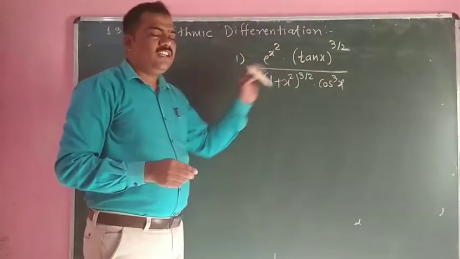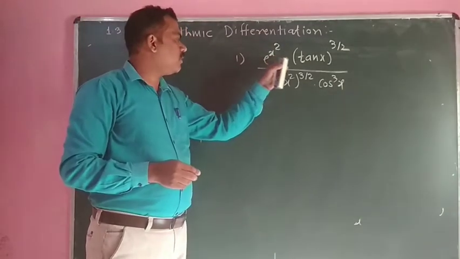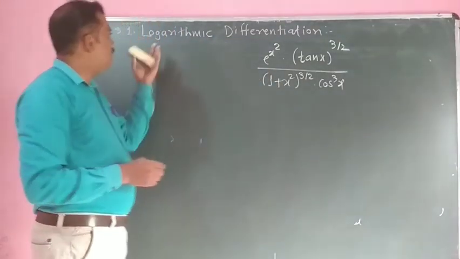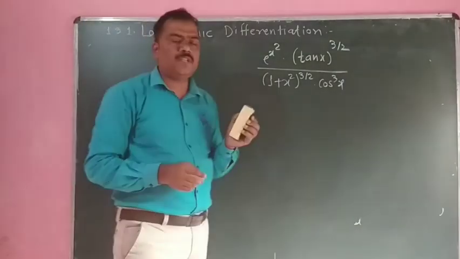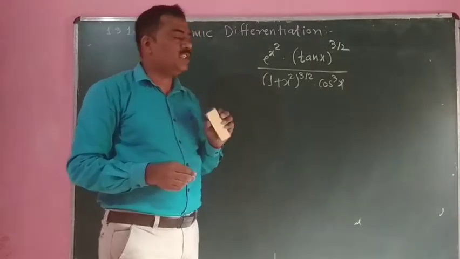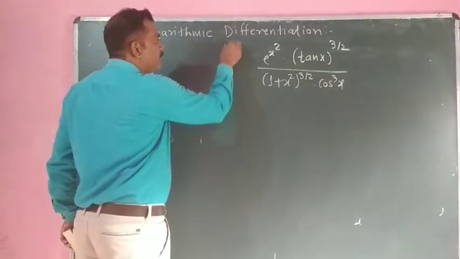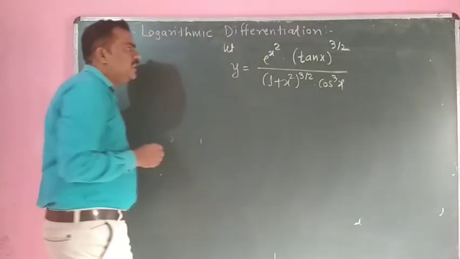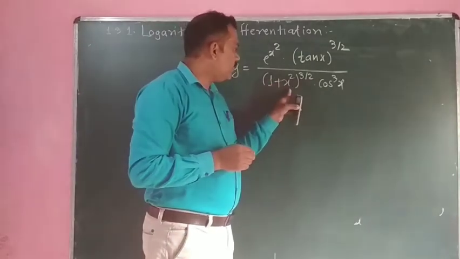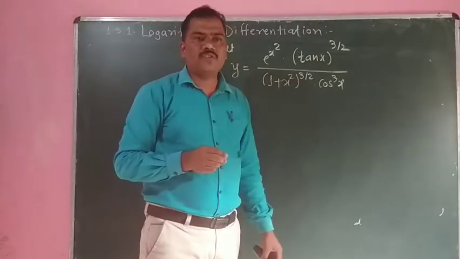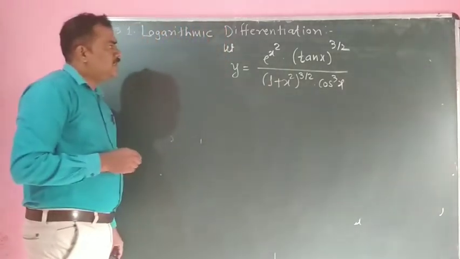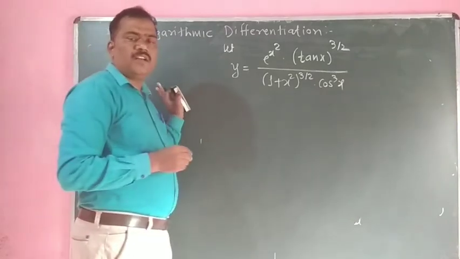The function is complicated. In it, products, quotients and powers are all given. So we have to discuss how to use logarithmic differentiation to solve this type of complicated function. Let y equal e raised to x square into tan of x raised to 3 by 2, divided by (1 plus x square) raised to 3 by 2 into cos cube x. First we simplify this by taking the log on both sides.